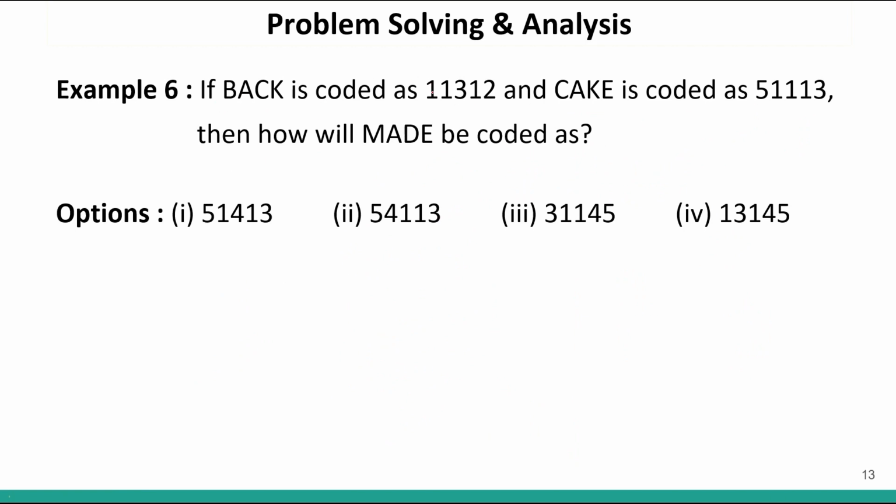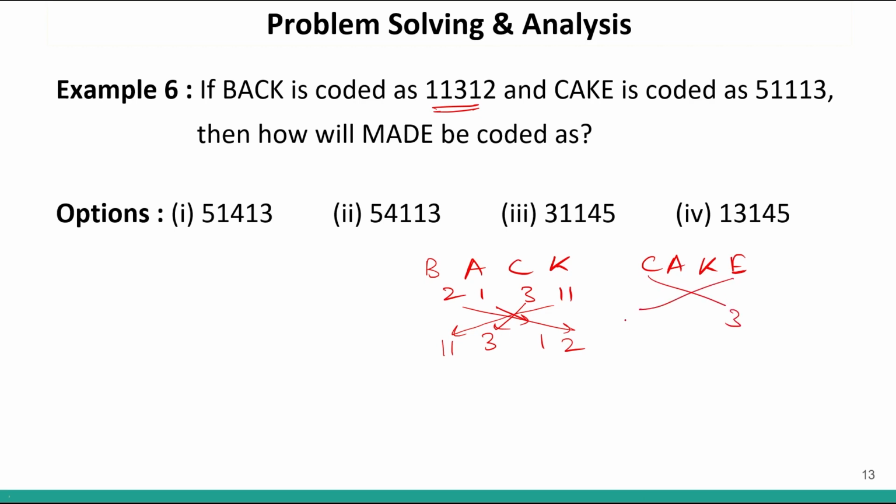So whenever you get a question like this, I can see these are probably ranks. So back, if I write forward ranks, this is 2, 1, 3 and 11. Now over here it is written as 11, then 3, then 1, then 2. So a crisscross pattern. We have seen this pattern numerous times. Similarly for cake, this will be 3, this will be 5, this will be 1 and this will be 11. So 11, 1, 5, 3. So it is true for cake as well.